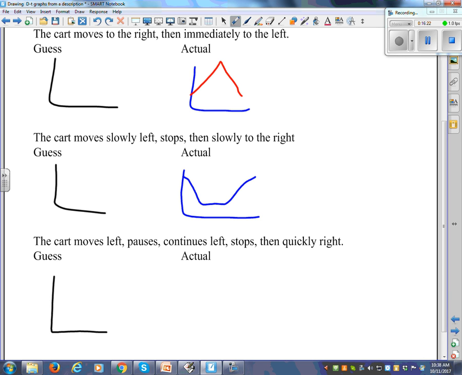Okay. Well, yeah, because to the right is now left. So you're going left, which is... Okay. Pause. Left again. Stop. Then fast right. Can you do that? You want to practice? Okay. Left. Pause. Left. Stop. Right. It says stop. Got it?